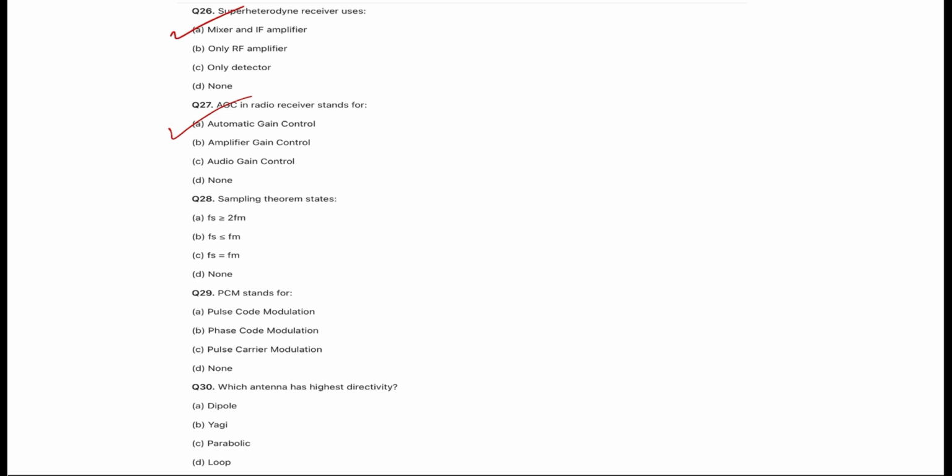Option D, none. We know that the sampling theorem states that Fs must be greater than or equal to 2Fm. The answer is option A.